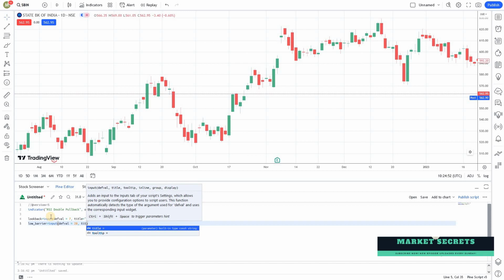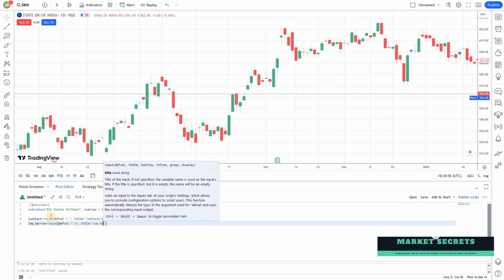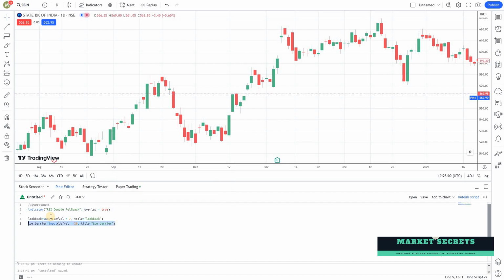Title as low barrier. Likewise, I am creating low threshold as well, and the default value for this will be 35. So two lines will be drawn. So this is low threshold, and likewise, I'm going to create two more for high. So this is high barrier, and high barrier would be 80, and this is going to be high threshold, which is at 65. So we are just creating four different values.